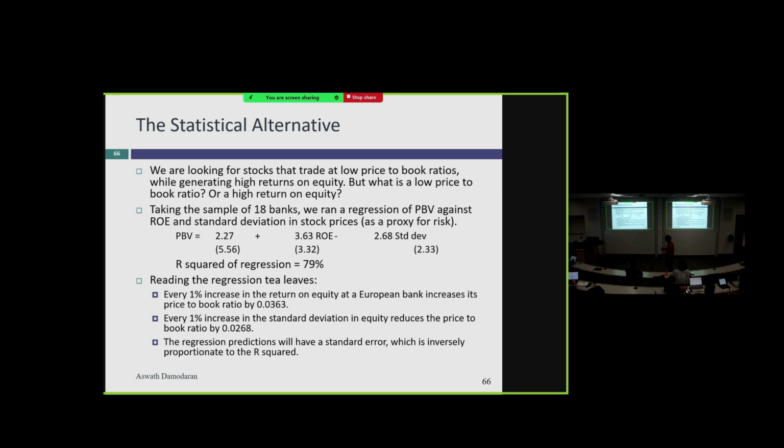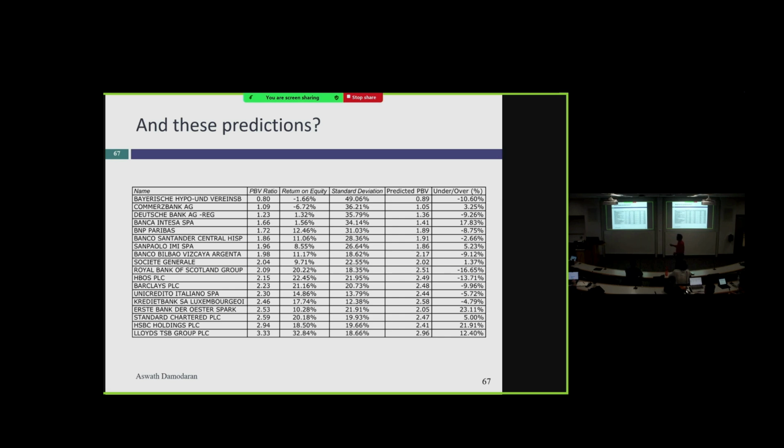The advantage, of course, with the regression is I can now get you predicted price-to-book ratios for each of the banks. And that difference between the actual and the predicted becomes a measure of how under or overpriced the bank is. Again, I'm using statistics as a tool to capture the effects of return on equity and risk and bring them into my predicted values. Any questions on that example?